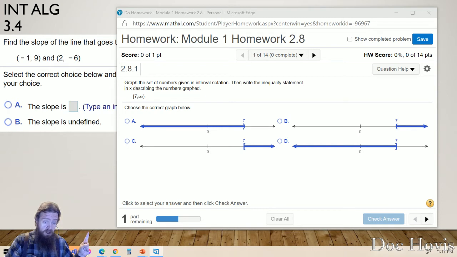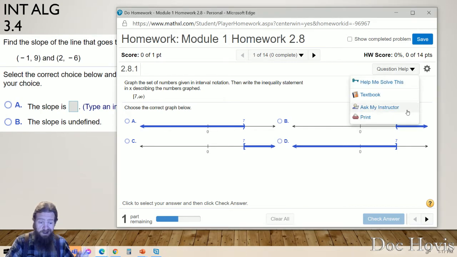This is your attendance for today, okay? Let's take a look at this. You're going to hit question help. You're going to click ask my instructor. You need to do that for attendance. It's going to tell me that you participated today on Friday. You can do this on any problem on either 2.8 or 3.4. I just have 2.8 pulled up, so, great. Do that, and that will tell me that you've done today's thing.